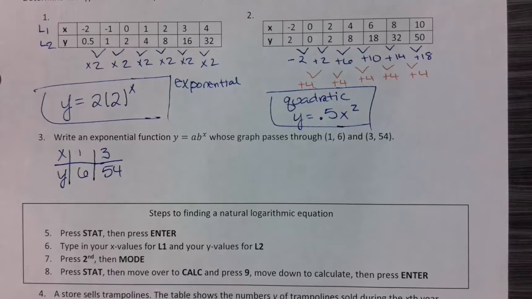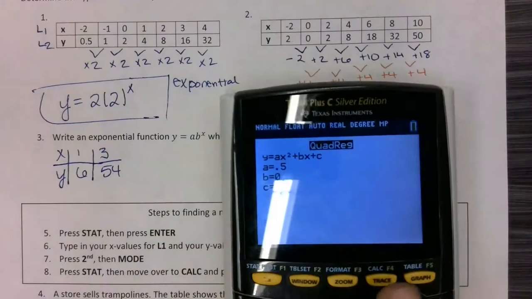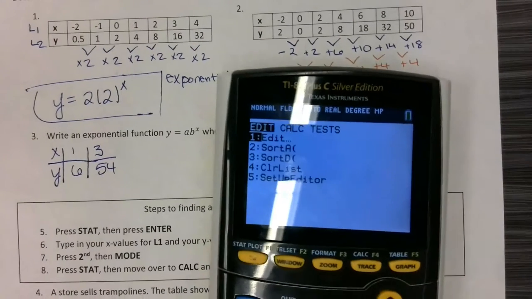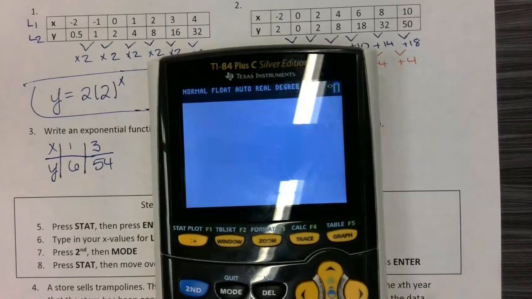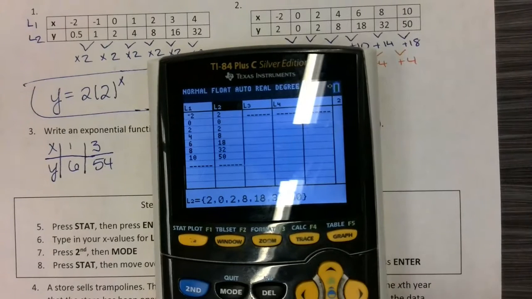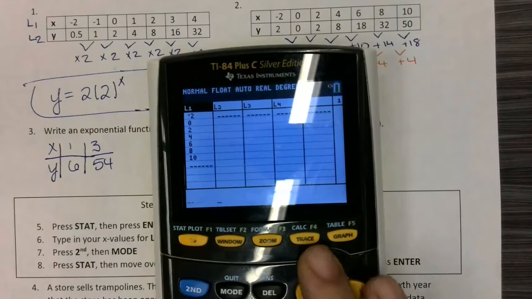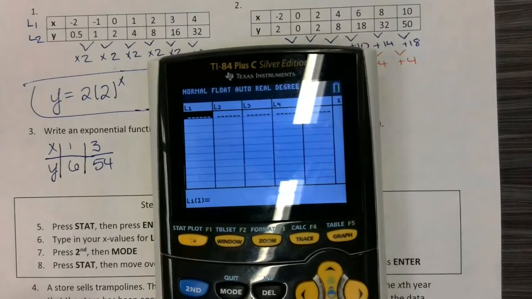So I can have the calculator do all the hard work, unless you want to learn how to do this by hand. We can keep doing what we've been doing, or we can learn how to do this by hand. It's easier by the calculator. That's way harder by hand.